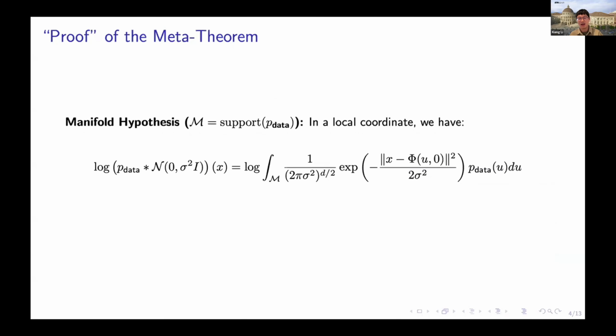Okay, and a bit of intuition on how we can see this. We consider the manifold hypothesis, right? The support of p data is a low dimensional manifold. And then we write down the log density.